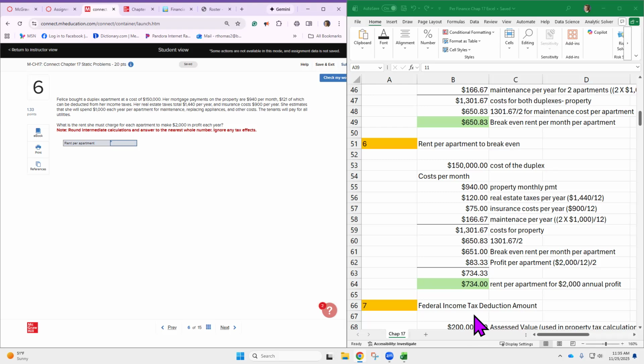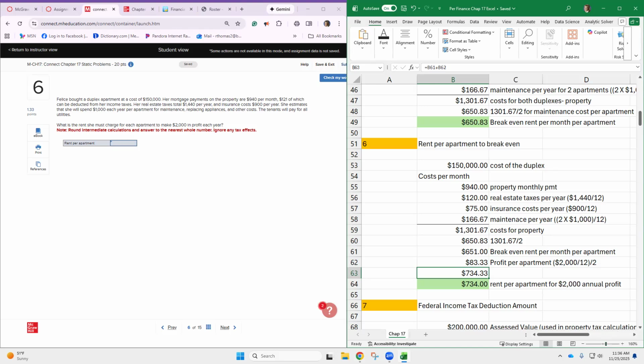Here's what I'm going to do. All you have to do is get down to that break-even point. We're going to take $2,000 and divide by 12 to know how much profit she wants to make per month. And then you would divide it by 2 to find out how much extra you would add to the rent for each apartment.